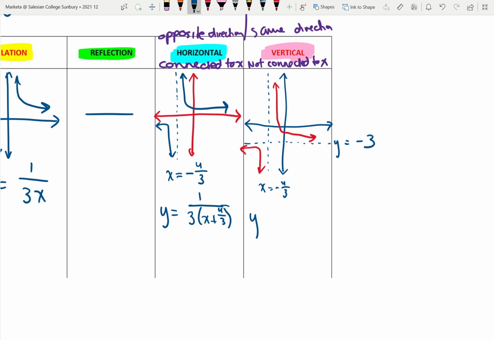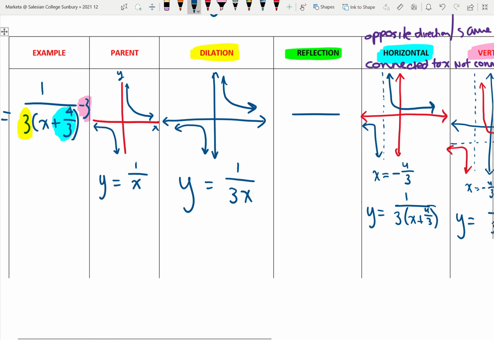To finalize it, I'm going to write the whole equation there. And we can see that we have addressed every part of it. We've addressed the dilation, there was no reflection, and we've addressed the horizontal and vertical shifts. So now that we've done that, let's find our intercepts.